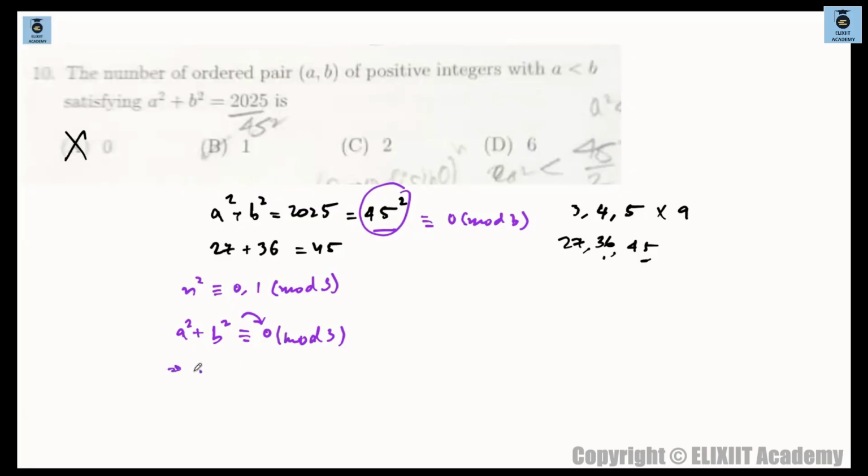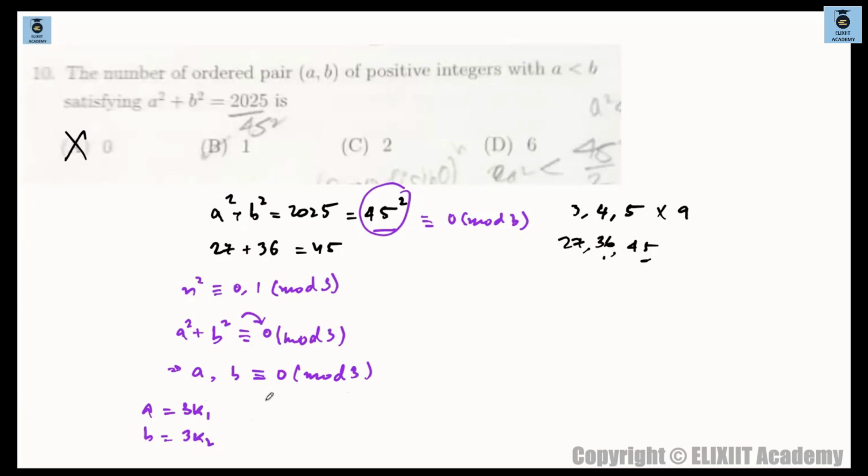So a and b, both of them are congruent to 0 modulo 3. Now if they are congruent to 0 modulo 3, they are multiples of 3. A and b are multiples of 3. So a will be 3 times k1 and b will be 3 times k2, because both of them are basically multiples of 3.